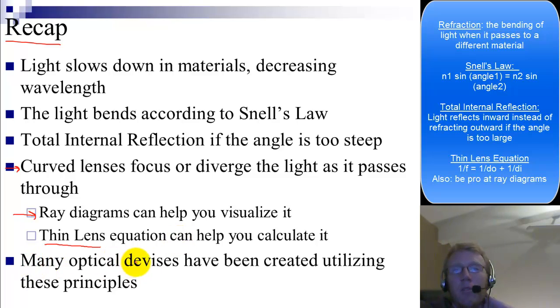And lastly, we looked at some optical devices such as cameras and the human eye. In your textbook, it actually also talks about telescopes and microscopes. You're welcome to read about that as well. Alrighty, that's all we've got for Chapter 18.